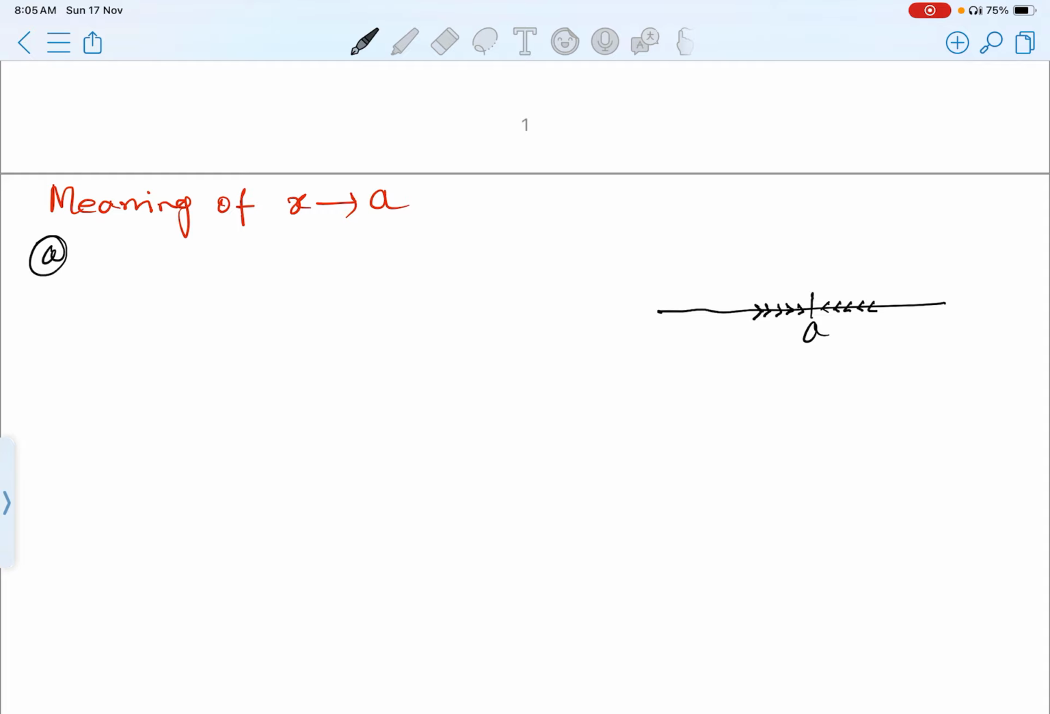The first is I want to go from the left side. That means this denotation is x tending to a negative, that means we go from here to here. Clear? This denotation is negative because of the left side. And second, if I write a positive, that means we are coming from the right side. Clear now? Nothing, this is clear maybe.